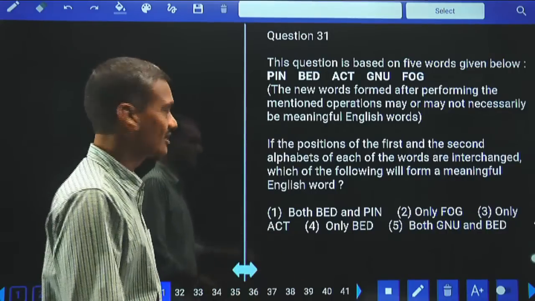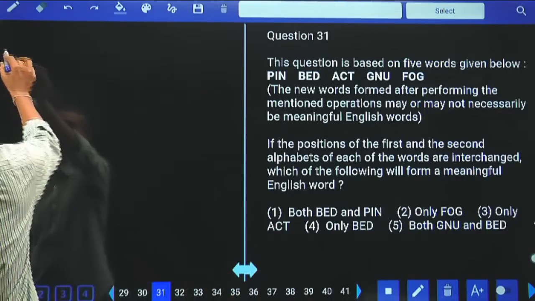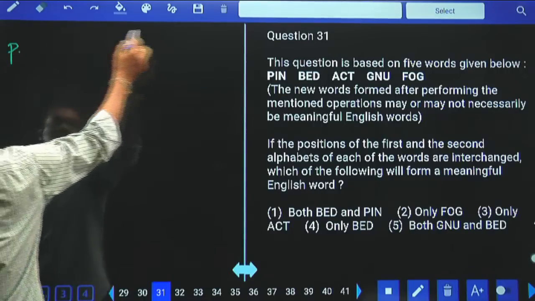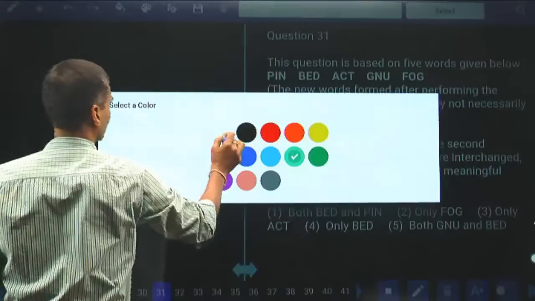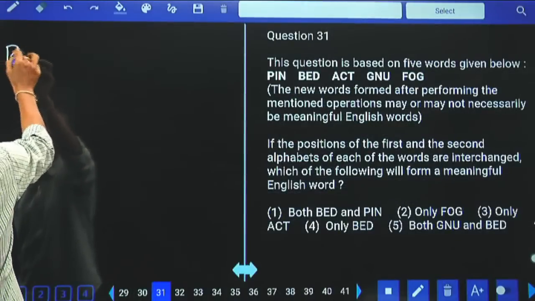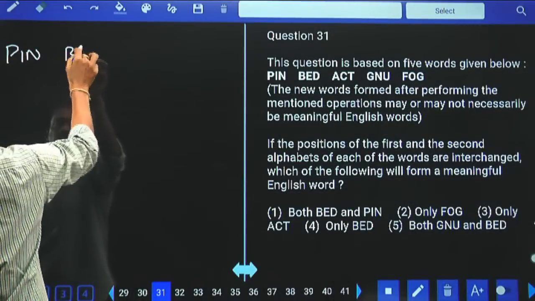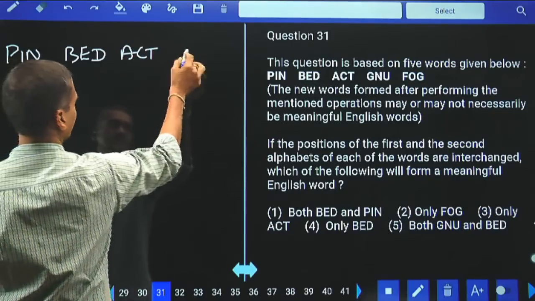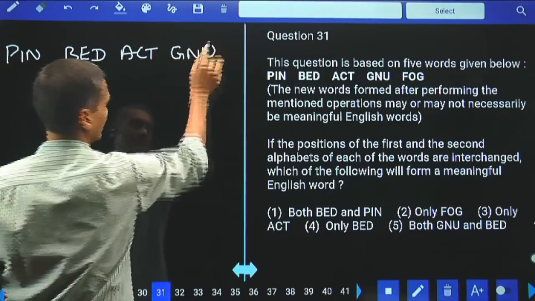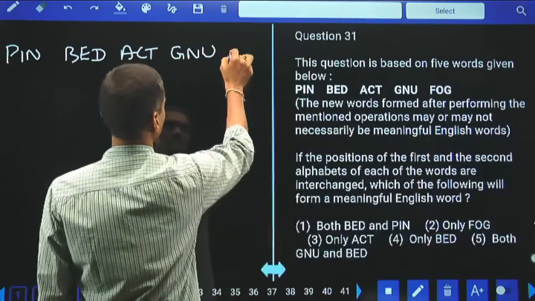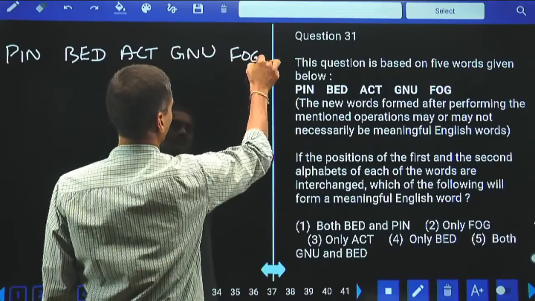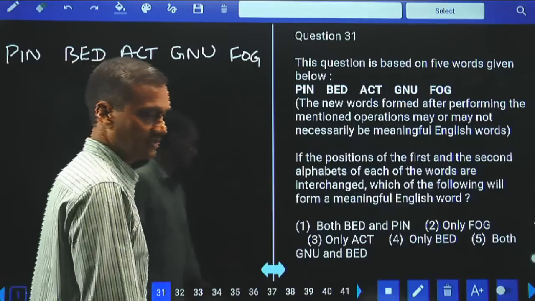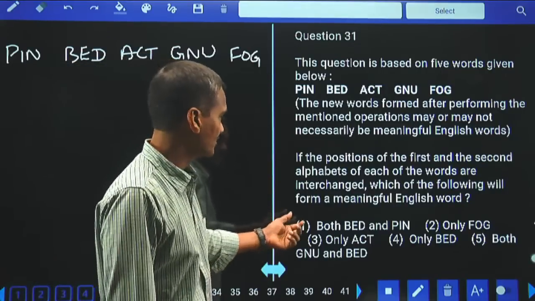RRB clerical prelim. Now, first we need to write down the words given. Tell me what are the words here? Pin, bed, act, gnu, and finally fog are the 5 words given. Now for each question a separate condition will be given. We need to act according to the condition given here.